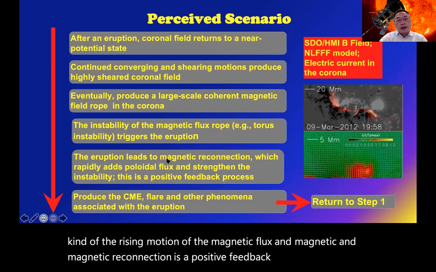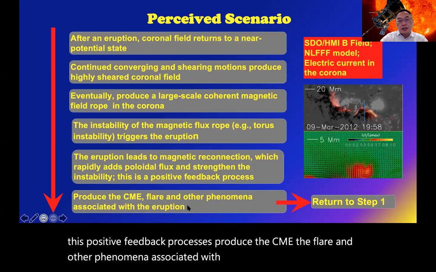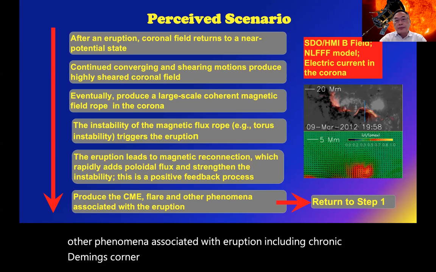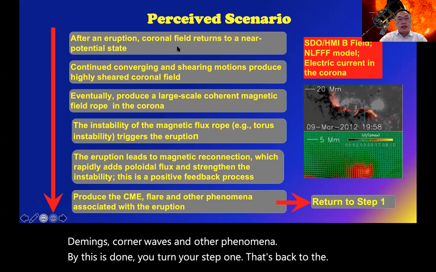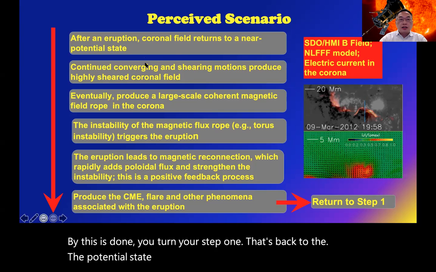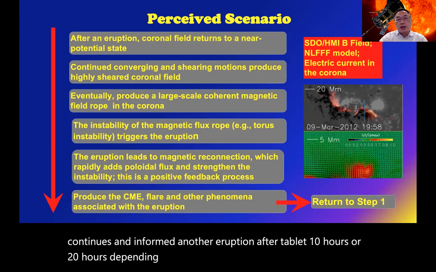In the end, this positive feedback process produces the CME, the flare, and other phenomena associated with eruption, including coronal dimmings, coronal waves, and others. When this is done, we return to step one, that's back to the potential state. Then the converging motion and shearing motion continue and form another eruption after 10 hours or 20 hours, depending on how fast the converging motion persists.